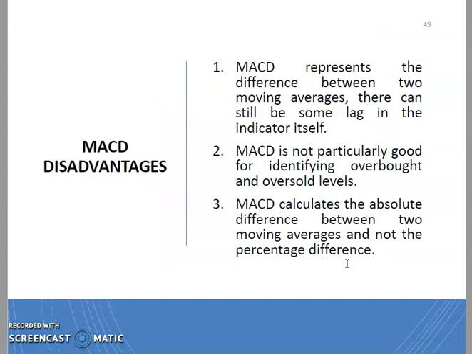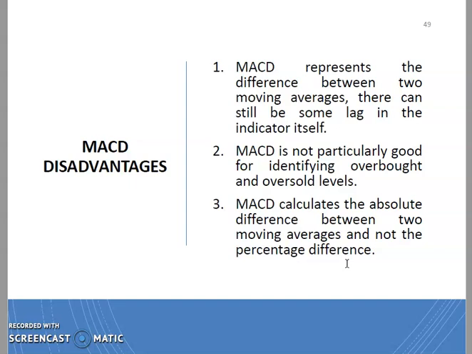For disadvantages, we know that MACD is a lagging indicator, so there is a lag between the two different EMAs. Second, MACD is not particularly good at identifying overbought and oversold conditions because it doesn't have overbought and oversold levels. And third, MACD calculates the absolute difference, not the percentage difference.